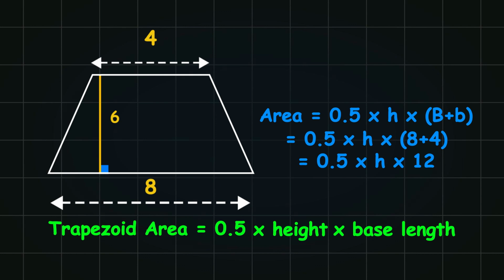So now we're going to want to do a half times the height, because we're, by the way, following the order of operations. And a half times our height, which is 6, is equal to 6 divided by 2, like I said. It's 3, sorry. So 3 times 12 is going to be 36. 36 inches squared. Okay, guys? It's not that complicated, actually.